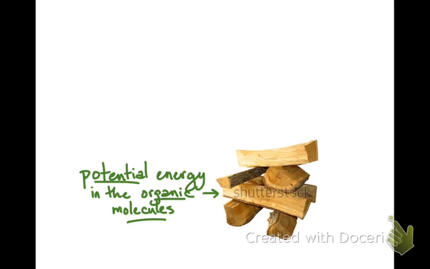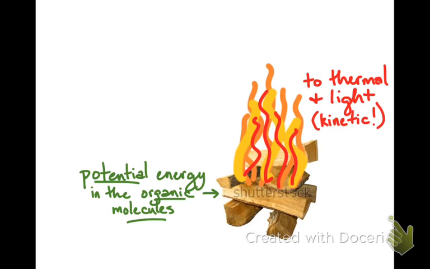The form of potential energy we'll concern ourselves with is the chemical form, the energy that's stored in bonds. So there we've got potential energy in those organic molecules of that wood there. That can be transferred to kinetic energy. But other forms of potential energy are gravitational, mechanical, and nuclear energy. So we won't talk much about those in biology, but they are potential energy forms as well.